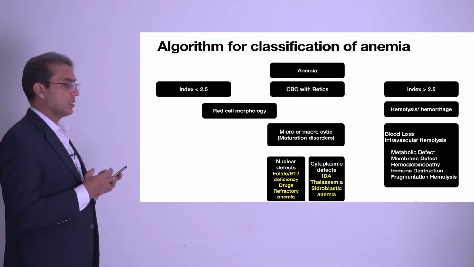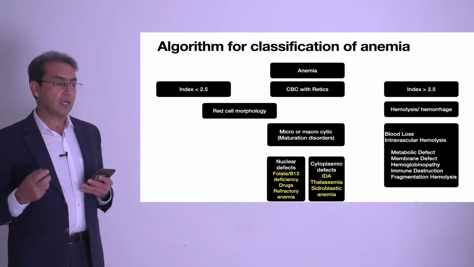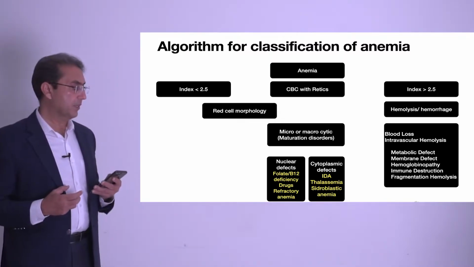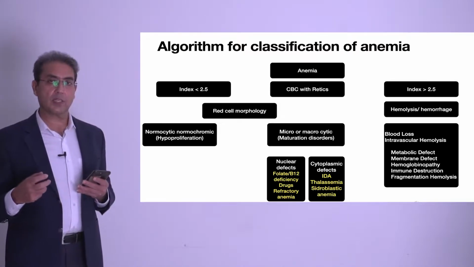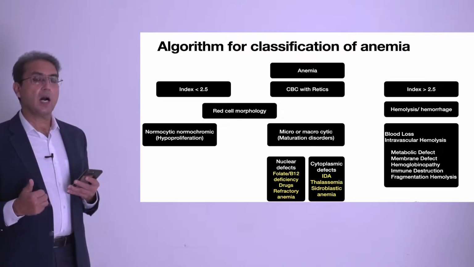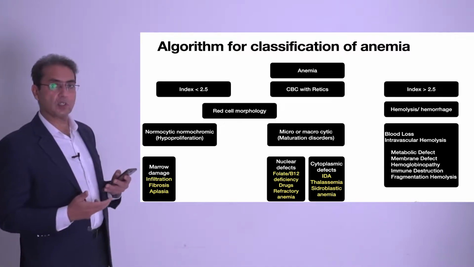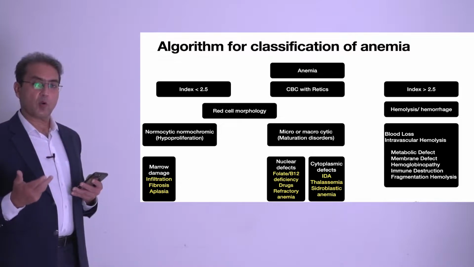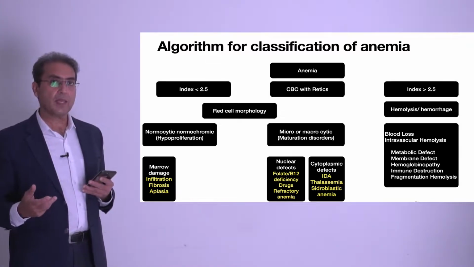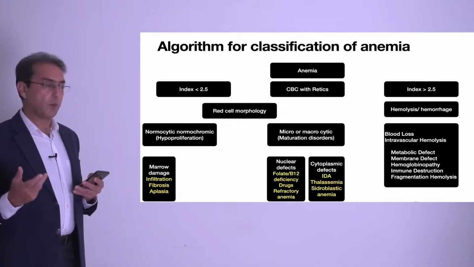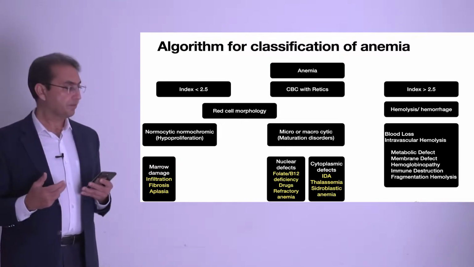And if the defect is in the cytoplasm, it may be iron deficiency anemia, thalassemia, or sideroblastic anemia. And then you see if the RBC morphology is normal, normocytic, normochromic, this is possibly a hypoplastic state. It may be because of bone marrow damage, for example, in bone marrow infiltration by malignancy or tuberculosis or granulomatous tissue or myeloma cells, or the patient may have fibrosis, or aplastic anemia.